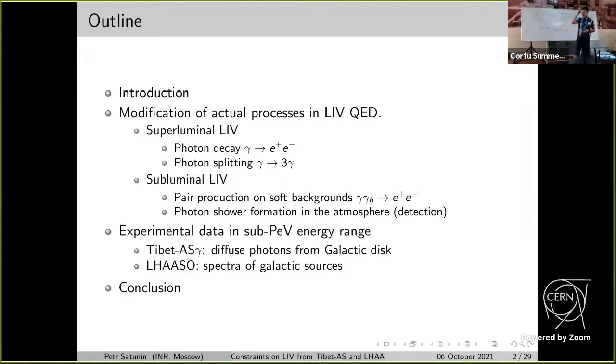And the second part of my talk is more experimental, where this year we have two results of detecting gamma rays in the PeV or sub-PeV range from Tibet-ASgamma and LHAASO. I will compare these results and try to make some constraints on the scale of Lorentz Invariance violation, and after that I will make a short conclusion.